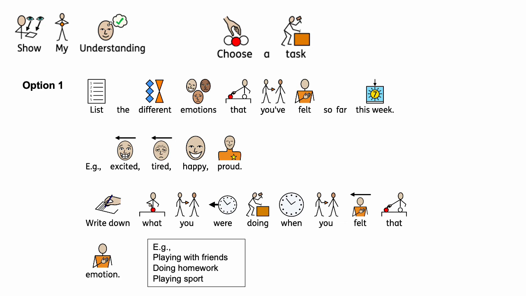So maybe you felt really happy this week when you were playing with your friends at lunchtime. Maybe you felt really tired when you were doing your homework after a long day at school. Or maybe you felt really proud when you were playing sport and you scored a goal. So aim for 3 to 4 emotions that you have felt this week, and for each one, write down what you were doing when you felt that emotion.